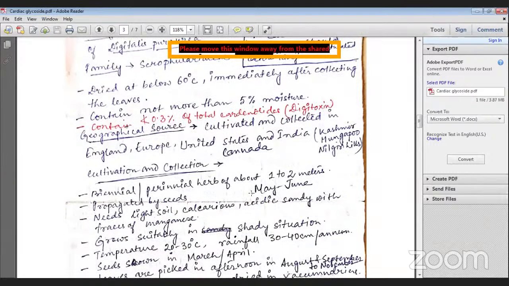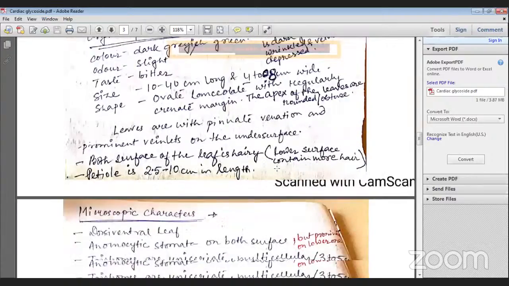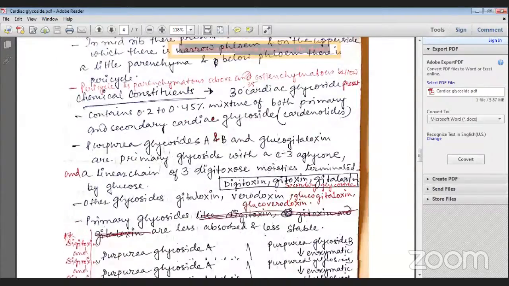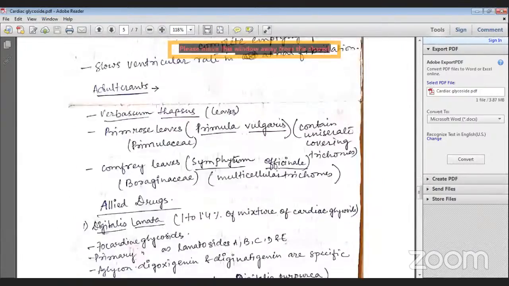One more part: digitoxin is a glycoside. It contains the sugar part and the non-sugar part. Digitoxin is composed of the sugar part and the non-sugar part. Here is the structure.